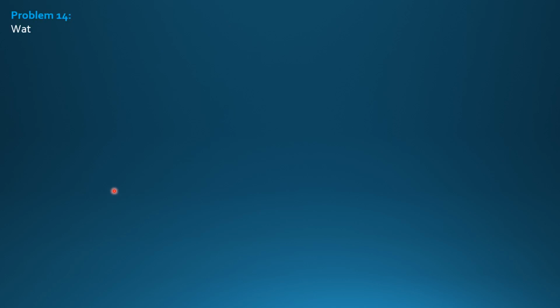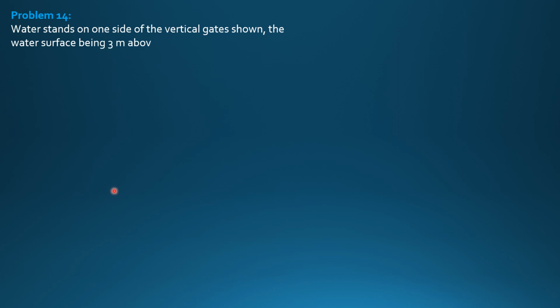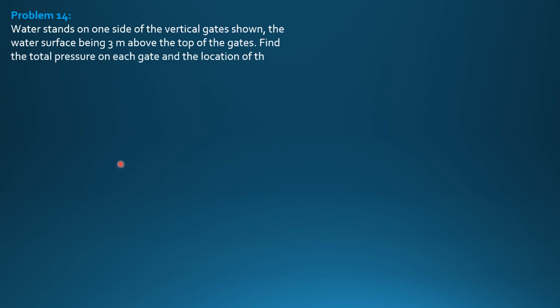Problem 14. Water stands on one side of the vertical gate shown, the water surface being 3 meters above the top of the gates. Find the total pressure on each gate and the location of the center of pressure below the water surface. So the total pressure is the force on each side of the gate and the center of pressure below the water surface.